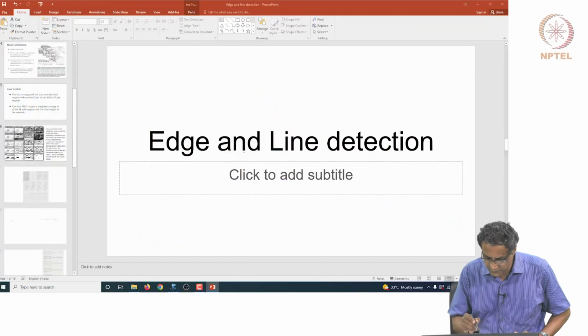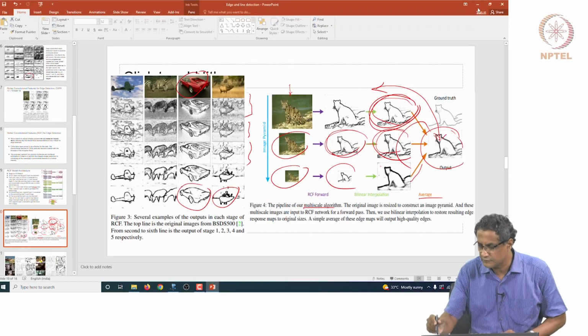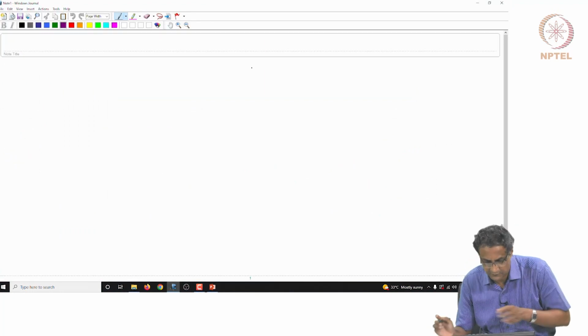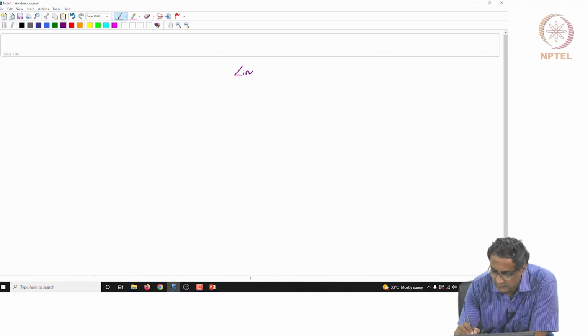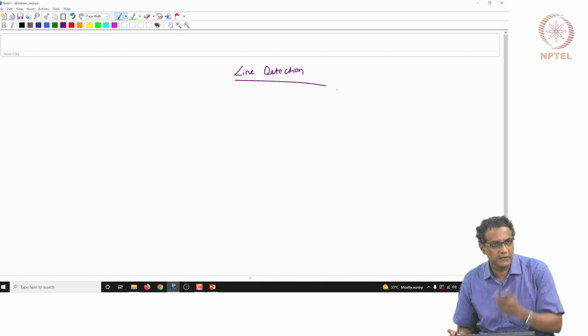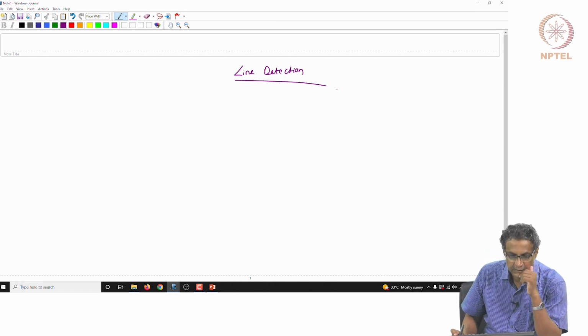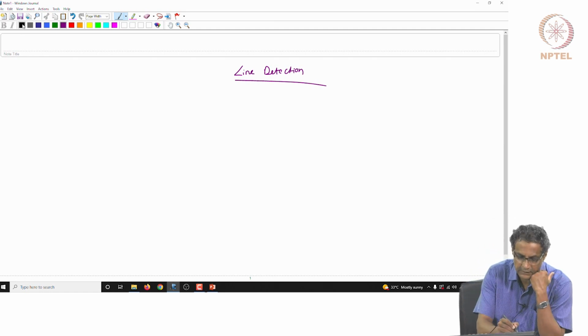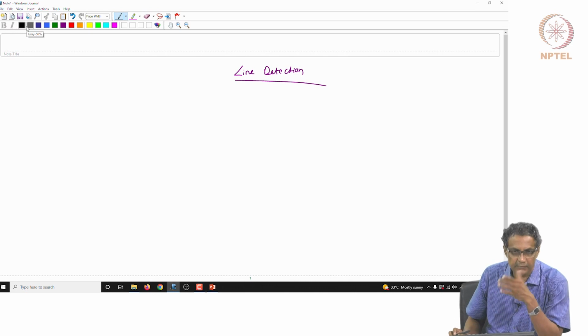Let me go to an associated topic, what is called line detection. Now let us talk about line detection. Until now, we know that we have these edge pixels if you use a Canny or something, and of course it is not really a deep network. I am again switching back to a traditional thing.